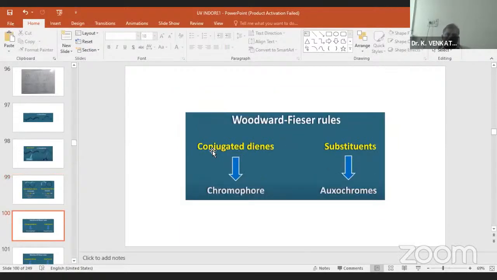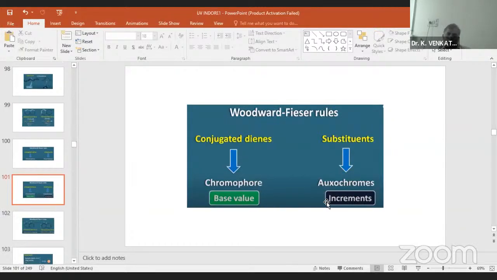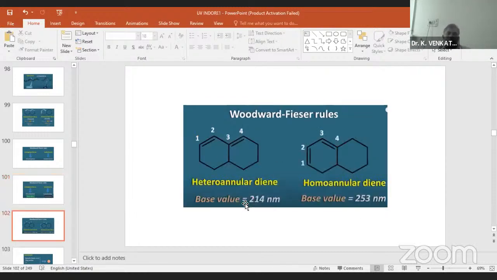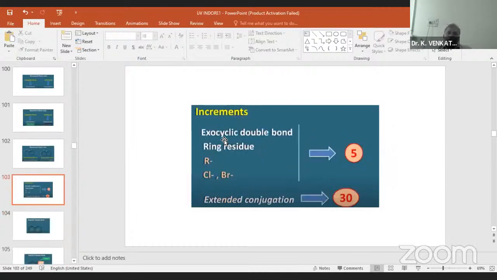In the Woodward-Fieser rules for conjugated dienes, the chromophore gives the base value, and the substituents, the auxochromes, give the increments. For the heteroannular diene the base value is 240 nanometers, and for the homoannular diene it is 253 nanometers. For an exocyclic double bond or ring residue the increment is 5, and for extended conjugation it is 30.